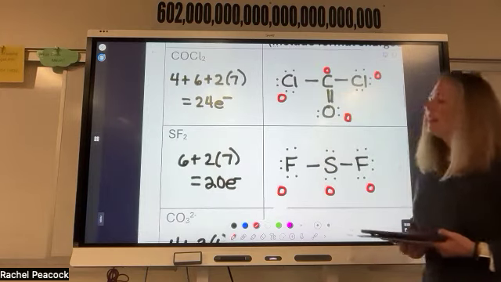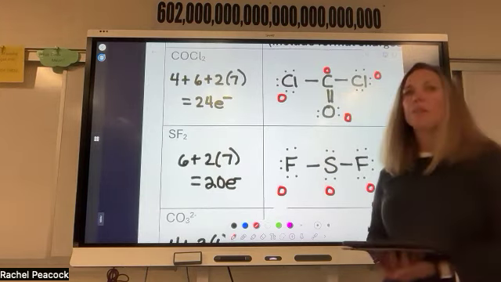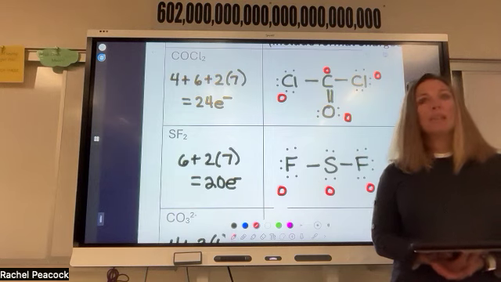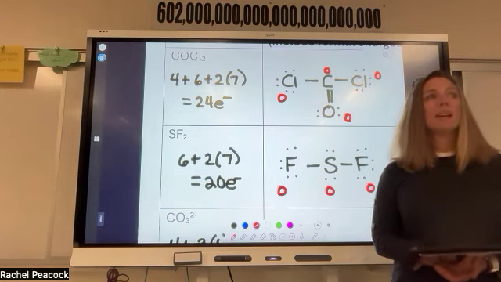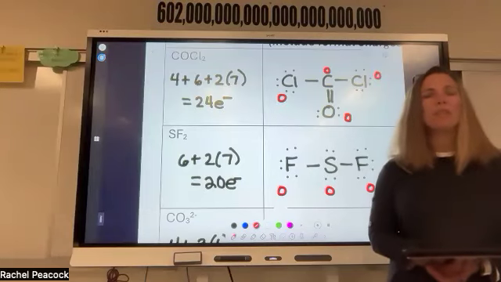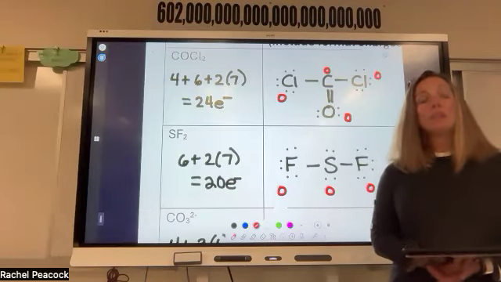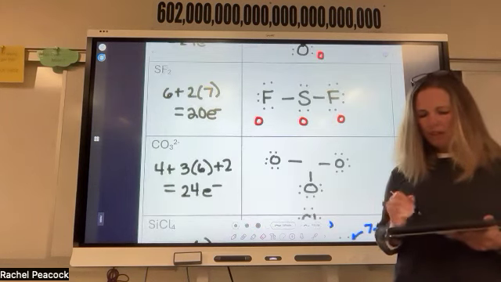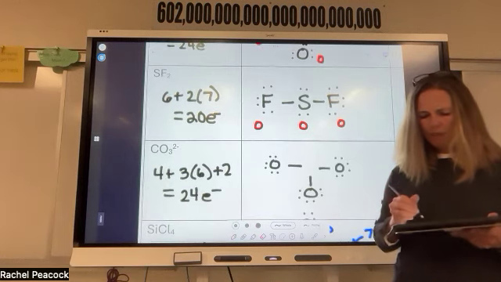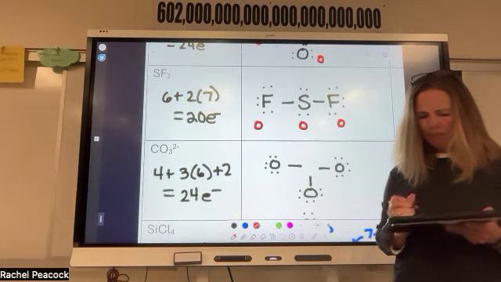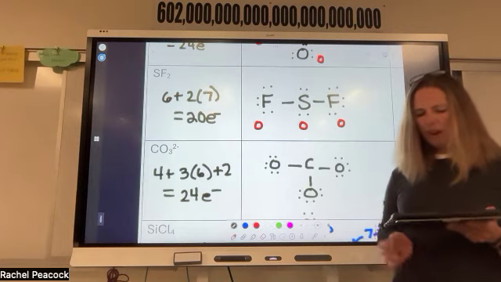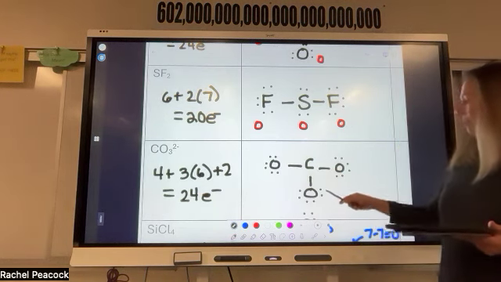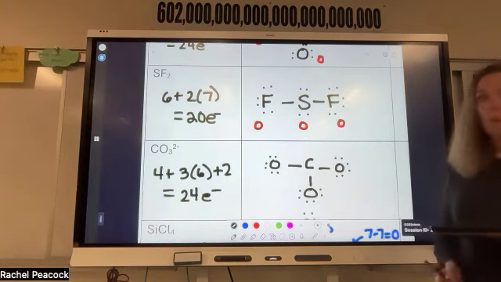CO3 2 minus. How many valence electrons should you have? 24. Carbon has how many? 4. Each oxygen has 6. And then that's going to get you up to 22. Where are the extra 2 coming from? The charge. So you should have gotten this far, correct? So 2, 4, 6, 8, 10, 12, 14, 16, 18, 20, 22, 24.